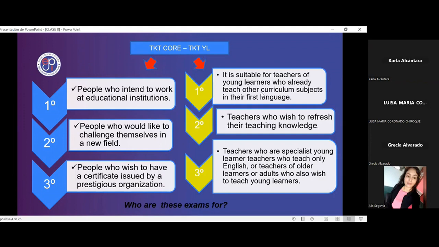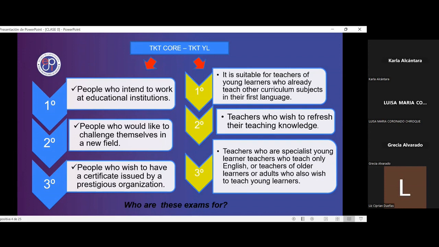Teachers who wish to refresh their teaching knowledge, because TKT Young Learners are the strategies, lesson plannings, activities, and resources exclusive for kids. They say from 6 years to 12, but what you're going to learn here also is going to be very useful for kindergarten students. Teachers who are specialized young learners, teachers who teach only English. This is our case. Or teachers of older learners or adults who also wish to teach young learners.